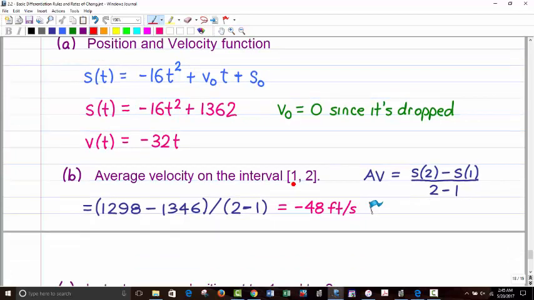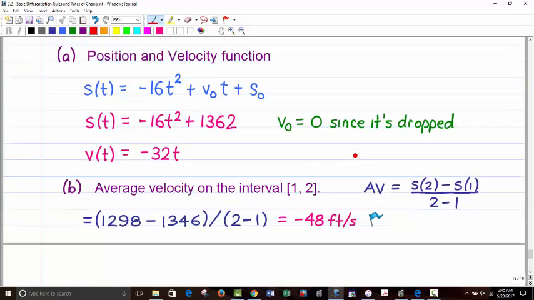So this question is asking what's the average velocity on the interval from 1 to 2. Okay, that average velocity means that's not a derivative. That's not calculus. You just basically take the position function, s of 2 minus s of 1 over 2 minus 1. So we do not use the v of t. So you plug the 2 in this function, you'll get 1298. Plug in 1, you'll get 1346. So you work all that out, and you get negative 48 feet per second.